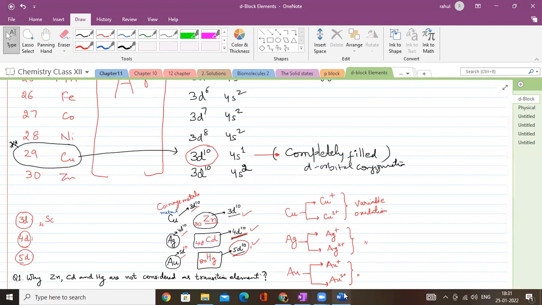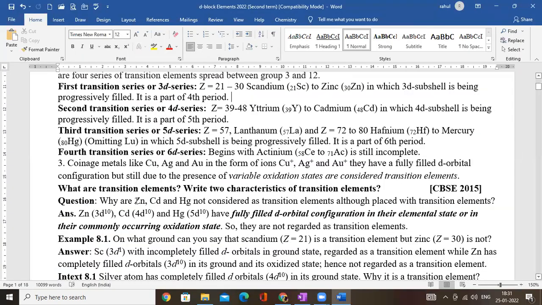So this is the first question that we are going to take up. Why are zinc, cadmium, and mercury not considered as transition elements, although they are placed with the transition elements? The answer is very simple. Zinc 3d10, cadmium 4d10, and mercury have fully filled d orbital configuration in their elemental or commonly occurring oxidation state, so they should not be regarded as transition elements.